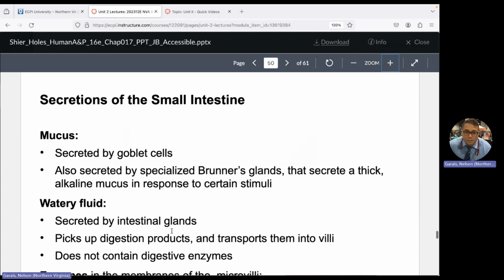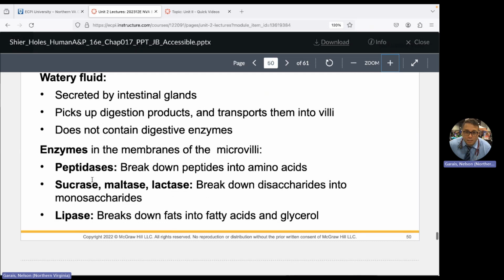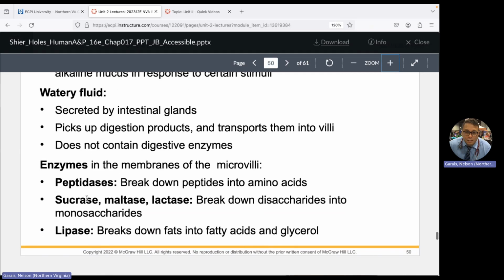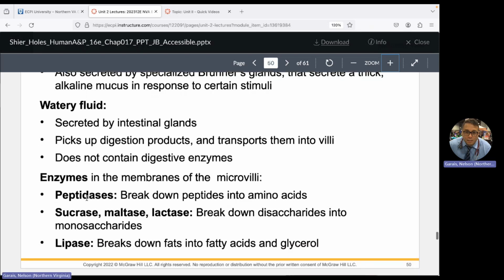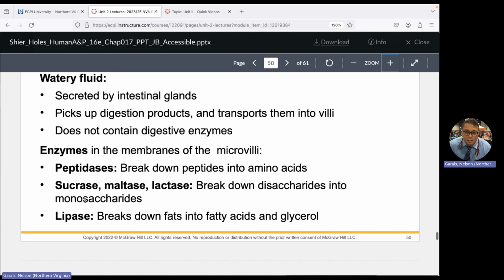The last part, ileum, let's go through this first. There's peptidases, sucrase, maltase, lactase. This slide 50, nice to know. And they are in the secretions of your small intestine.